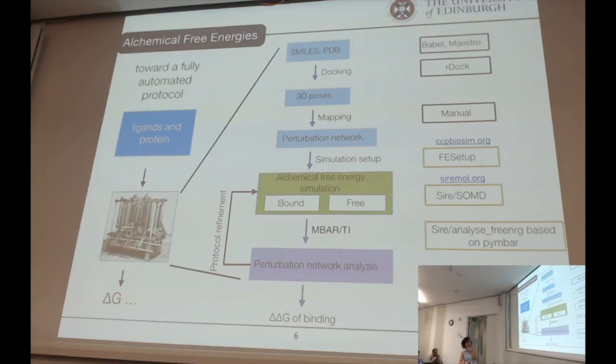The analysis tools are also developed in-house, and we do multiple replicates of the same simulation with different initial conditions. We use different ways of analyzing the data, try to compare them, and then we try and do a rigorous error analysis as well. So I'm going to go into a bit more detail on this here.